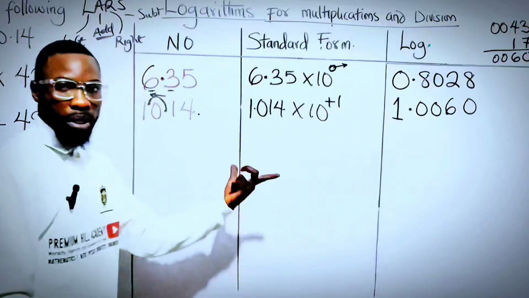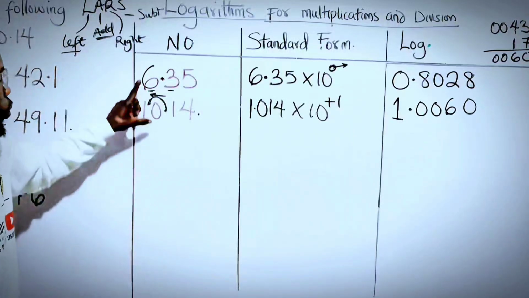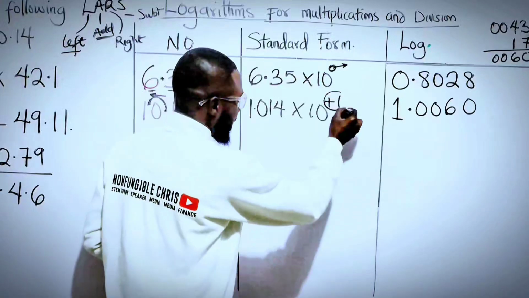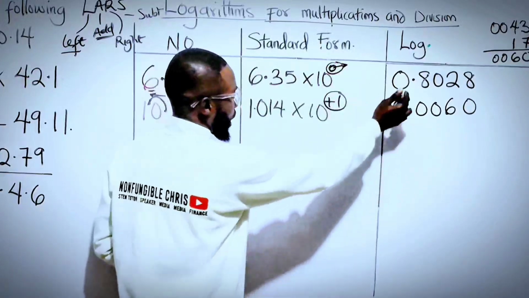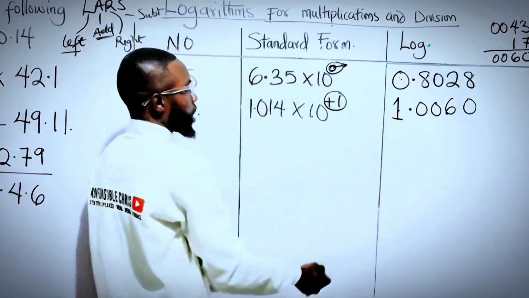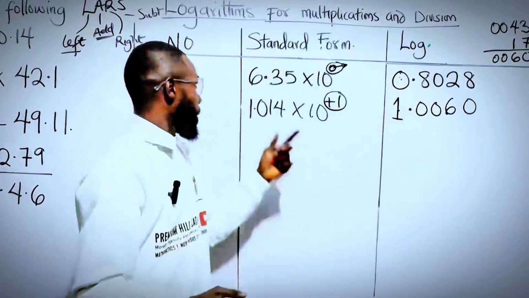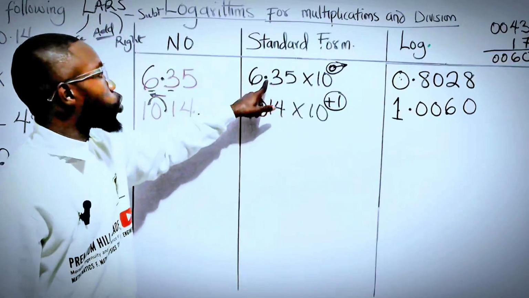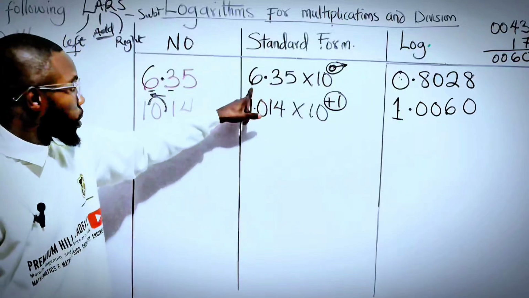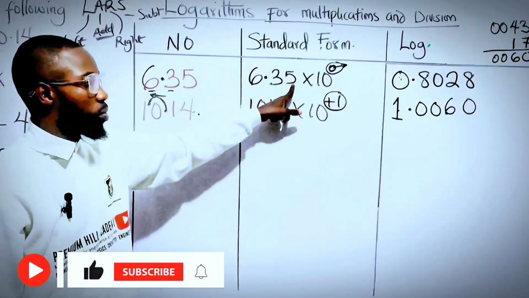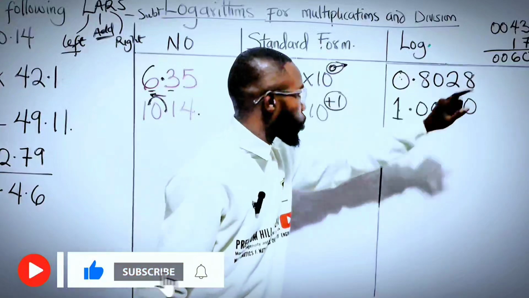1.0060. Have you seen it now? Very simple. First of all, you represent these numbers in their standard form using their index. The index is here to get their what? Their characteristics. Getting our mantissa, we look at our logarithms table, which is on this form. Look at log 63, not minding the decimal point here. Log 63 under 5. We do that, we got 8028.